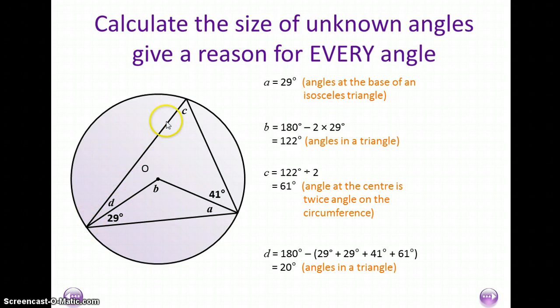We're looking at this huge triangle here. We know that A is 29 degrees, so we know that whole angle. We know that angle C is 61 degrees, we've just found that out. And so, because angles in a triangle add up to 180 degrees, we take away this 29, this 29, this 41, this 61, and you get that angle D is 20 degrees.